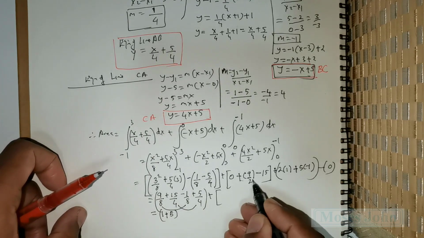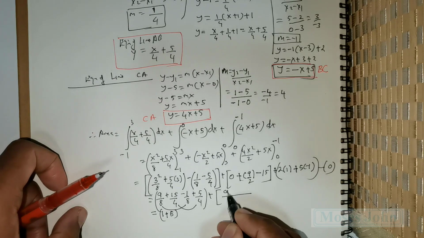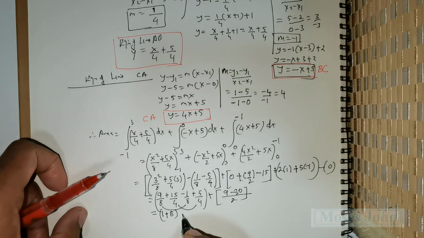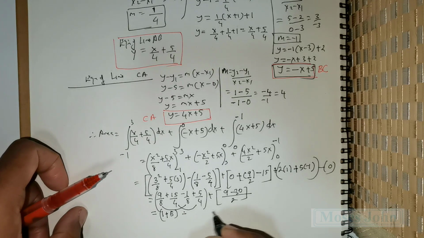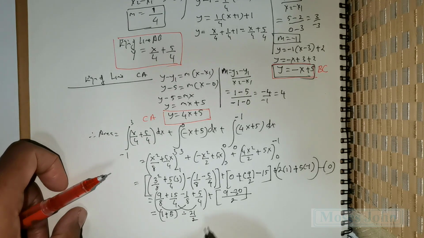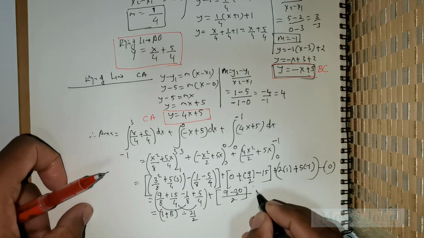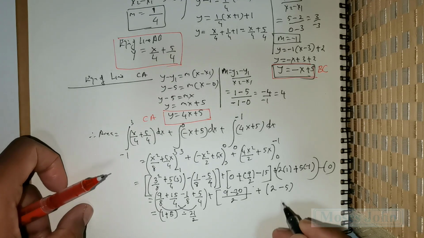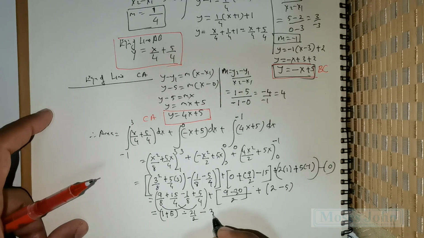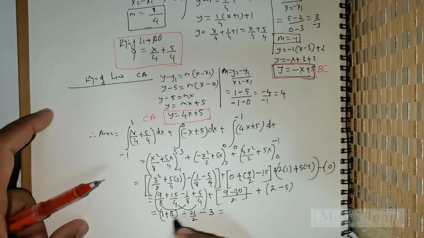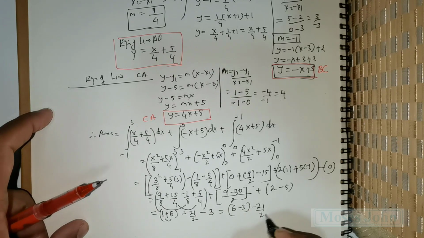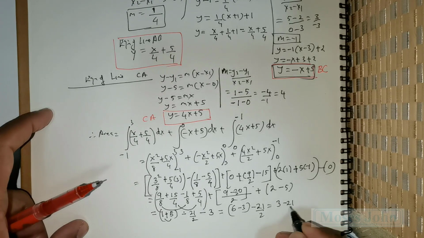Followed by 9, I take the LCM 2, it's going to be 9 minus 30 divided by 2. So that is going to give us negative 21 divided by 2. Now followed by 2 times 1, minus 5, that's going to be a negative 3. So I have a negative 3 there. So if I were to rewrite this, 1 plus 5 is 6, minus 3, that's one group there, followed by negative 21 over 2.